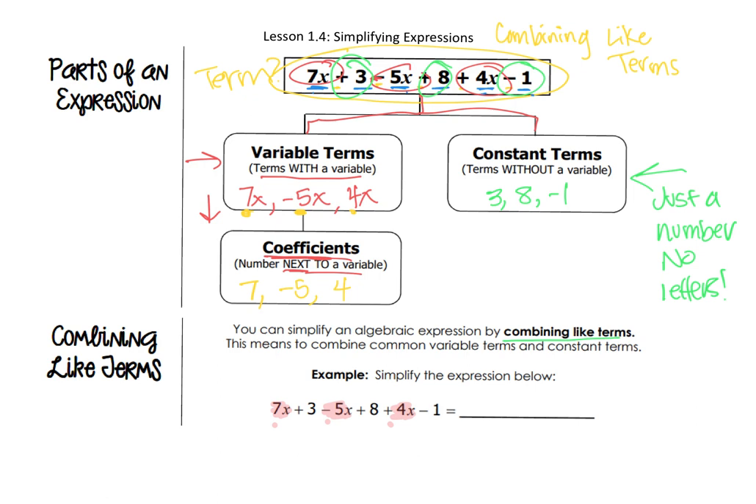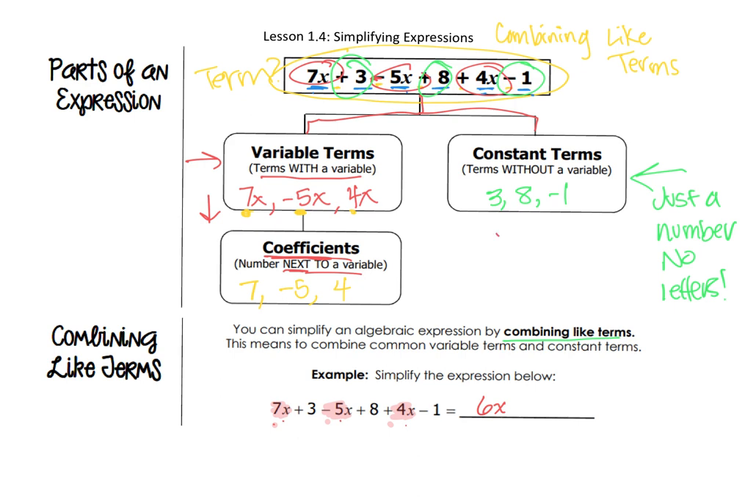But the thing that I know is because they all have that x that comes after the number, whatever 7 minus 5 plus 4, whatever their coefficients add to, which is 6, we're going to put that down. Okay, they made 6, and then you just put that same variable after it. So that became 6x.